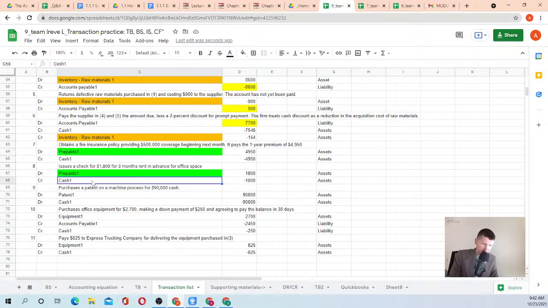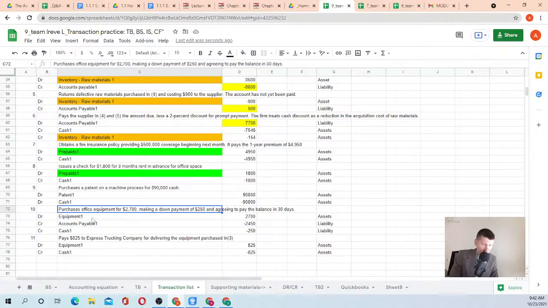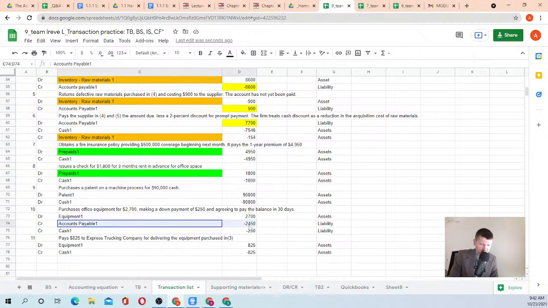Cash, that's great. Acquisition of a patent, 90,000. That's right. Acquired equipment with a cash down payment. Equipment assets increased, debit 2,700. Accounts payable. So that's right. And the last one is right too.